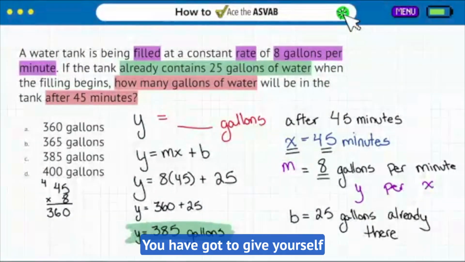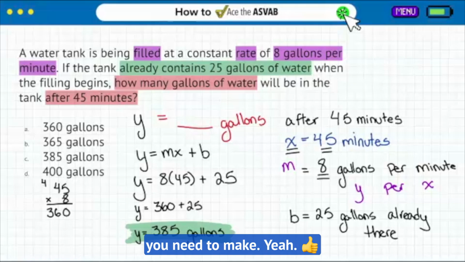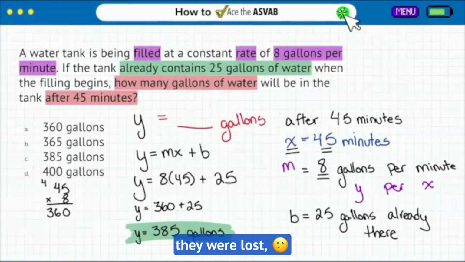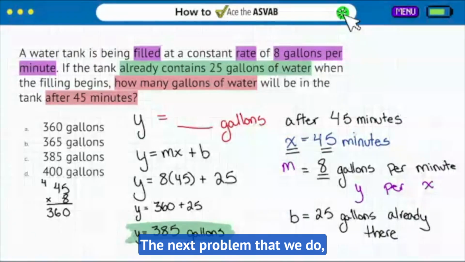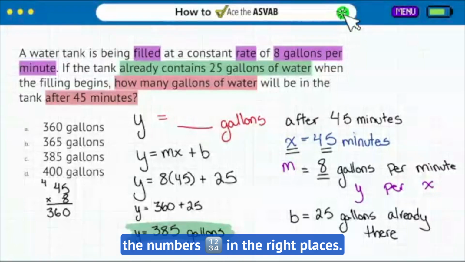You have got to give yourself that time to work through things and make the mistakes that you need to make. Who here feels like, even if they got it wrong right now and felt like they were lost, for sure the next problem that we do, you'll be able to at least set it up? Who feels like for sure you'll be able to at least put the numbers in the right places?